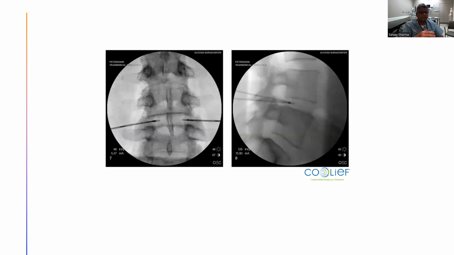Then, of course, this is just the X-ray image of how we place the electrodes there. The tip of the electrode doesn't go into the nucleus, it just goes into the annulus. On the left is the AP view, and on the right is the lateral. So we check both X-rays before we place them. And the name of the company is Coolleaf.